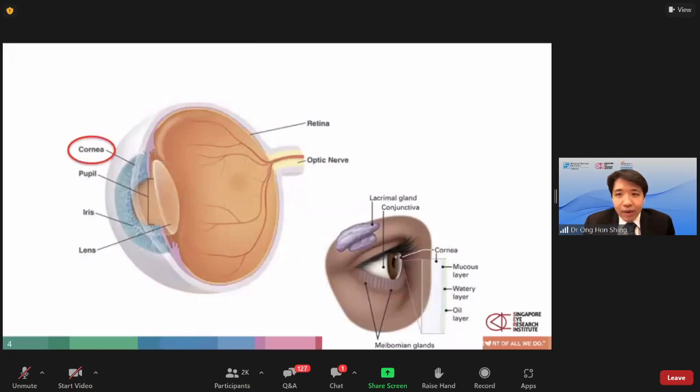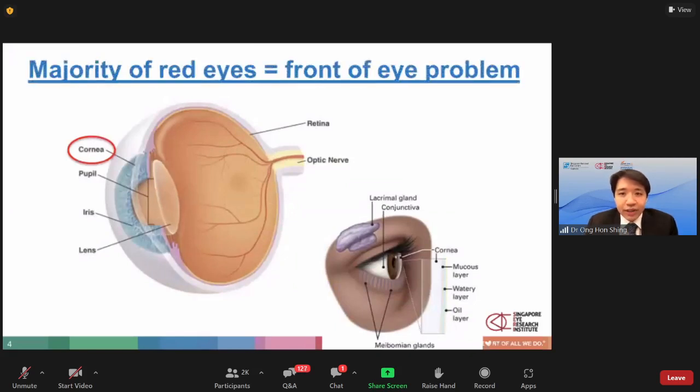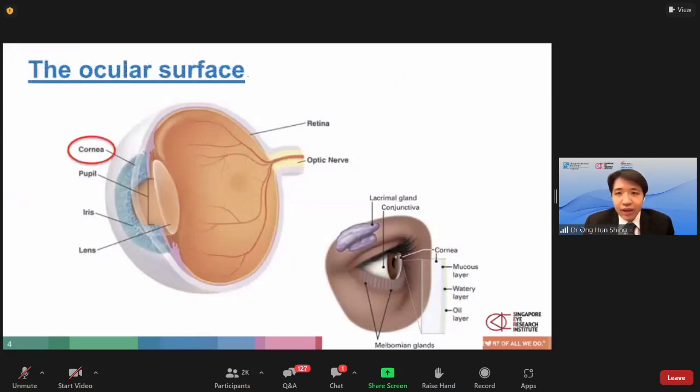Once again, there are many causes of red eyes, and the majority of red eyes are due to problems in the front of the eye. The front of the eye is also known as the ocular surface. Together with the cornea, the ocular surface refers to other structures on the front of the eye that support your cornea. These include your tears, which are essential for a healthy ocular surface. In addition to lubrication and providing a smooth surface for good vision, the tear film provides oxygen and nutrients to the cornea. It also contains enzymes and proteins that help to protect the eye from infections.